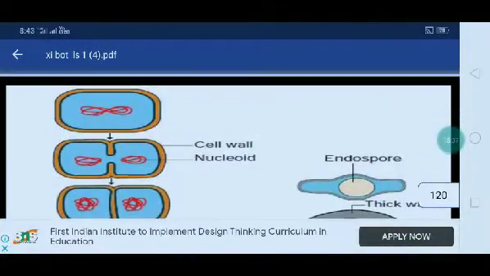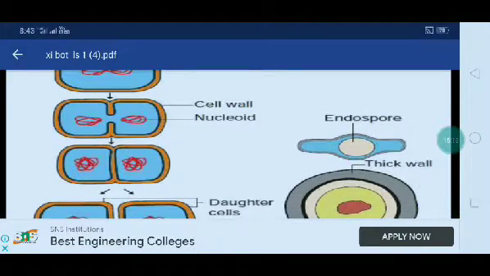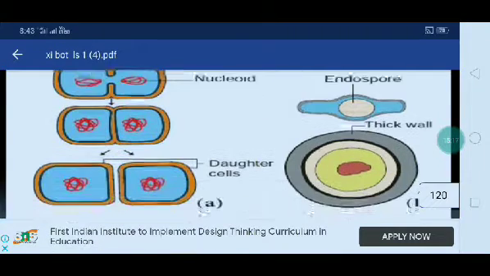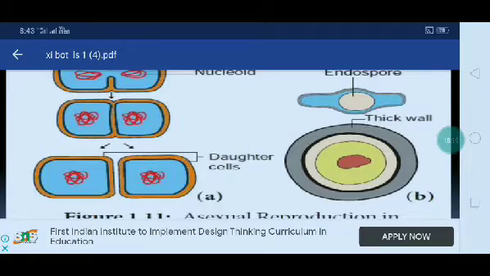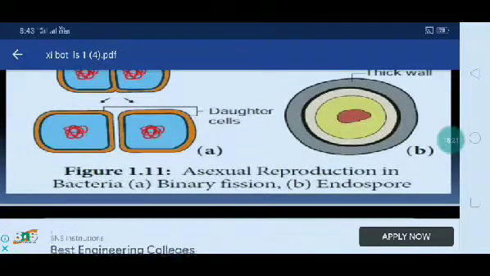You can see there is a bacterial cell, with chromosome, cell wall, and nucleoid material. First of all the nuclear material is divided, then the cytoplasm divides, and it will divide into two daughter cells. That is called binary fission.